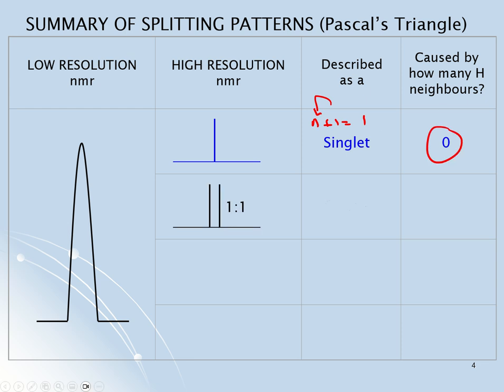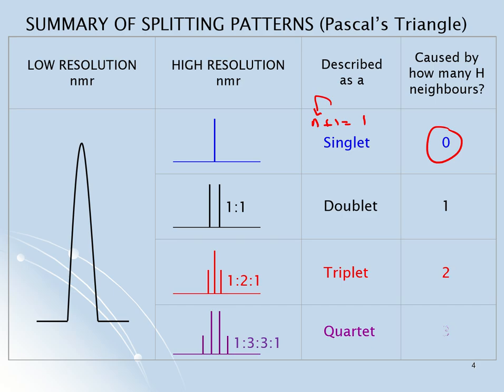If we have this, which is called a doublet, N+1 is 2, so the number of hydrogens on the adjacent carbon must be 1. Triplet and quartet. Hopefully you're starting to get it now. So we can tell from this splitting pattern of a particular signal how many hydrogens are on the adjacent carbon.